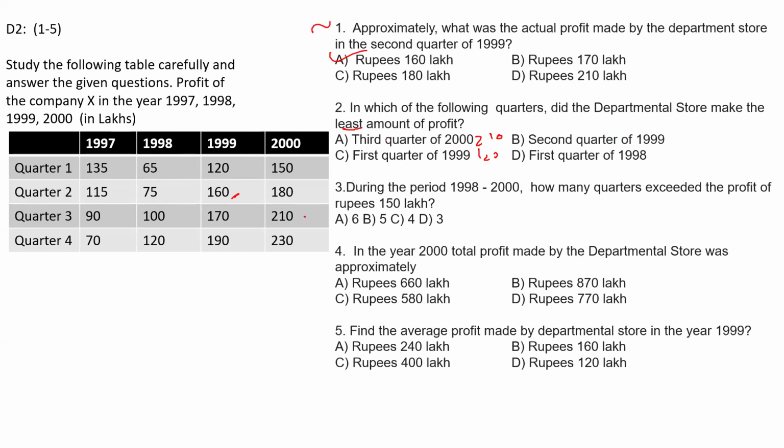Second quarter of 1999, we have already mentioned, it's 160. Next, first quarter of 1998, it is 65. So in this, which is least? D is the least value. So 210, 110, 160, 65. Next, during the period 1998 to 2000, you only need to check this.